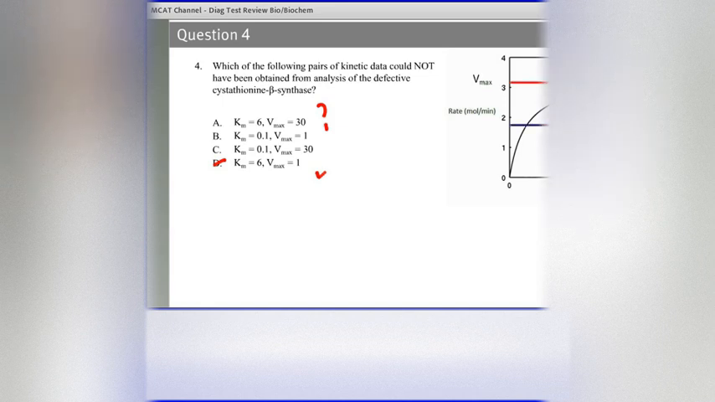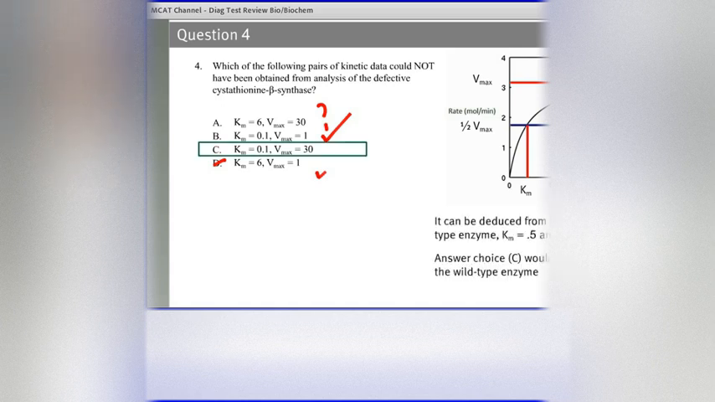Well, somewhere down here around 0.5 or 0.1 or so, Km hits a Vmax of a little over 1, or almost 2. So 0.1 with a Vmax of 1, answer choice B, is absolutely within the values that we would expect, right about here. So if that's within the values we would expect, it's not the outlier. So then it's got to be answer choice C. 0.1 and 30, way up here in outer space, is absolutely not something that we could hit, considering our Vmax is somewhere around 3 or 4.